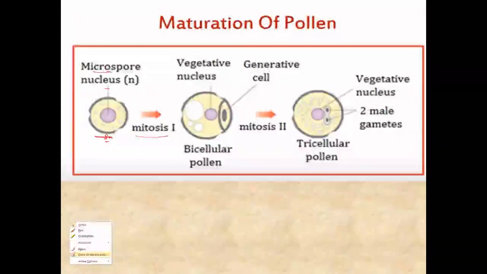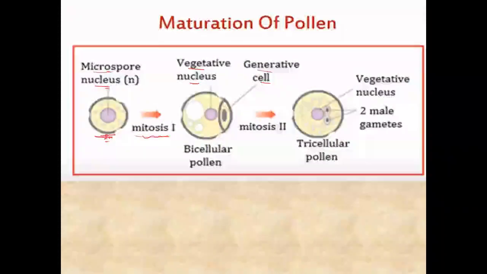You can see here how the microspore nucleus will now undergo division on maturation, the first mitosis, and it will divide into two cells. One is known as the generative cell, another one is known as the vegetative cell. These are the bicellular polar structure. It once again enters into a second mitosis, during which only the generative cell will divide into two male gametes. So here you find one vegetative nucleus and two male gametes. It will be at the 3-cellular stage or 3-nuclear stage. It is said to be the fully matured pollen grain.